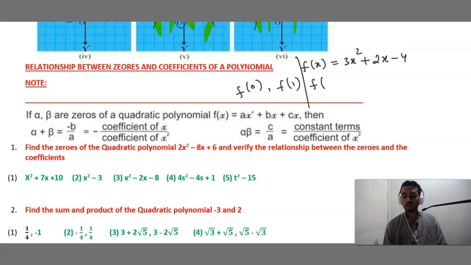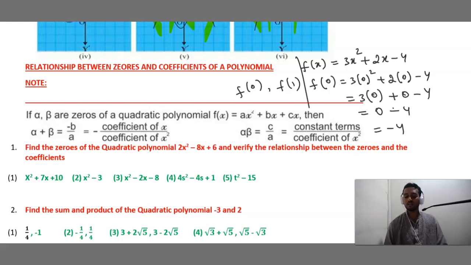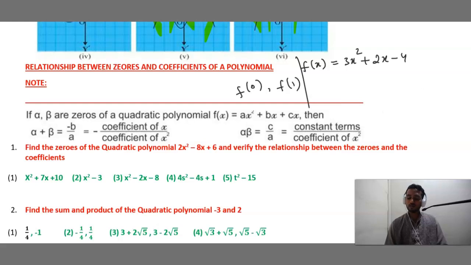So what should you do? F of x at 0: where you see x, write 0 there. That's it. 3, x means 0, square, plus 2, x means 0, minus 4, is equal to 3 into 0 square, which is 0, plus 2 zeros are 0, minus 4. 3 zeros are 0, plus 0 means leave it. Minus 4. 0 minus 4 is minus 4. Simple. Did you understand?